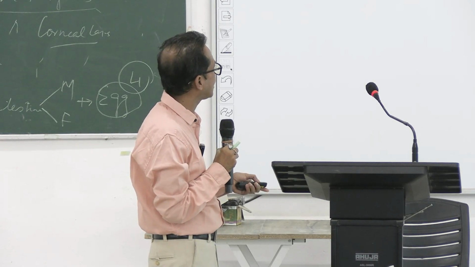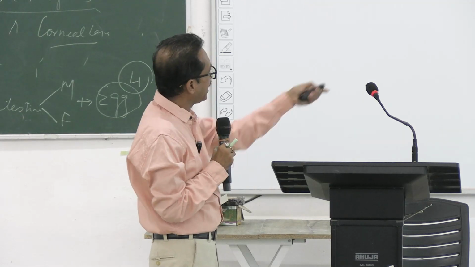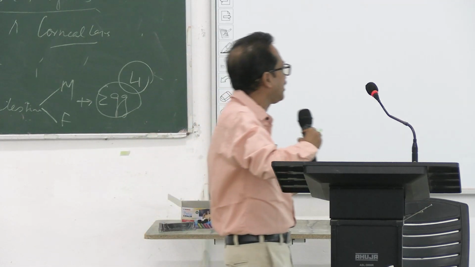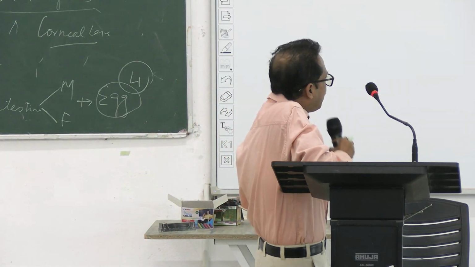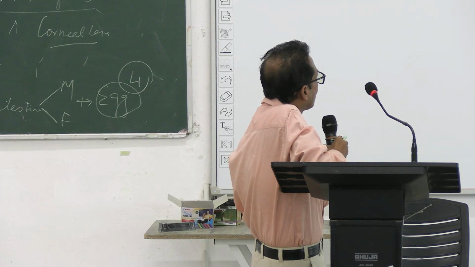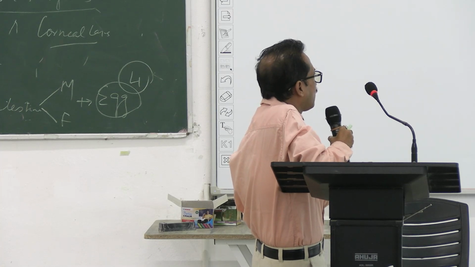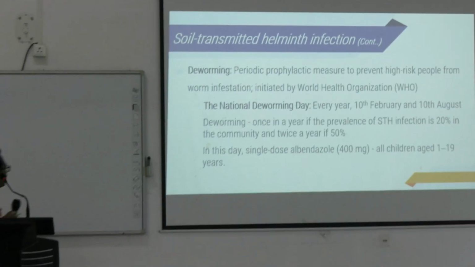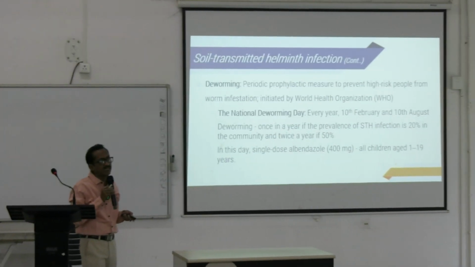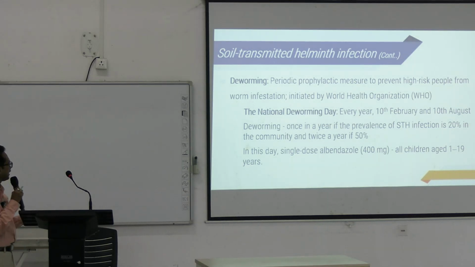Now we will go to the last. Preschool children are at high risk; infected children may be nutritionally, intellectually and physically impaired by soil transmitted infection. Periodic deworming prevents high risk people from infestation, through the National Deworming Day. Every year 10th February and 10th August are Deworming Days. 10th February and 10th August.